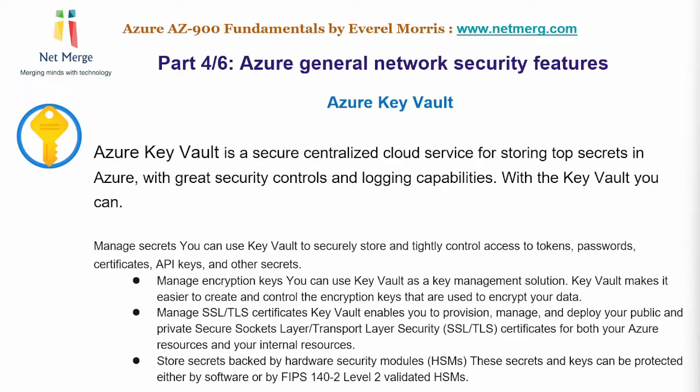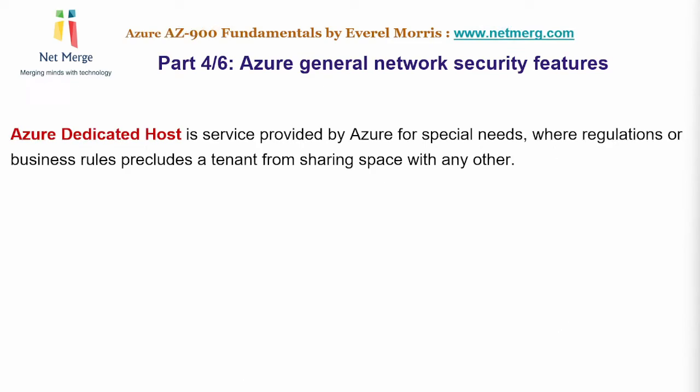Now, the last one says store secrets backed by a hardware security module, HSM. This is actually a physical piece of security hardware that you could use, but it stores information in random access memory. If it loses power, it loses all the information as well. And that's a part of your FIPS 140-2 Level 2 validation. We'll talk about the FIPS 140-2 again, but you want to remember what you could use it for.